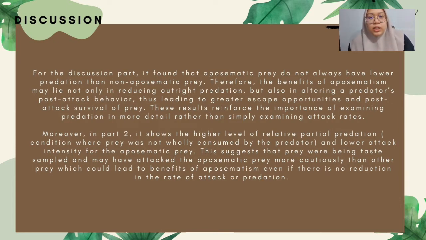Moreover, in part 2, it shows a higher level of relative partial predation, which is the condition where prey was not wholly consumed by the predator, and lower attack intensity for the aposematic prey. This suggests that prey were being test sampled and the predator may have attacked the aposematic prey more cautiously than other prey, which could lead to benefit of aposematism when there is no reduction in the rate of attack or predation.